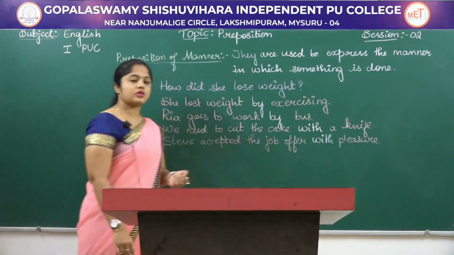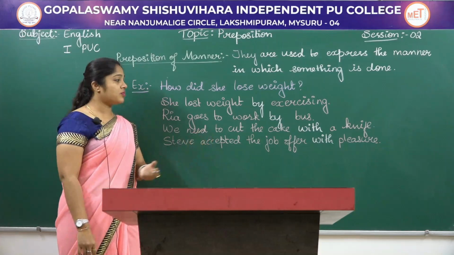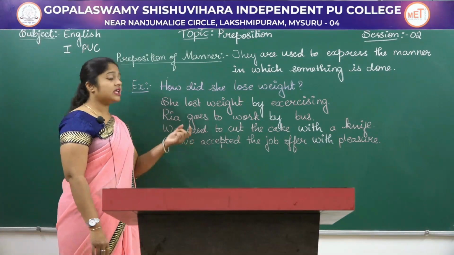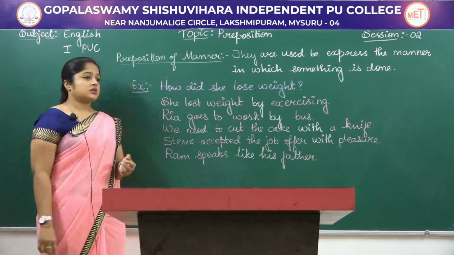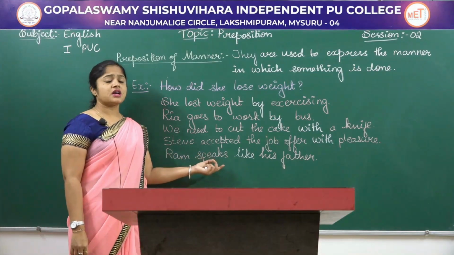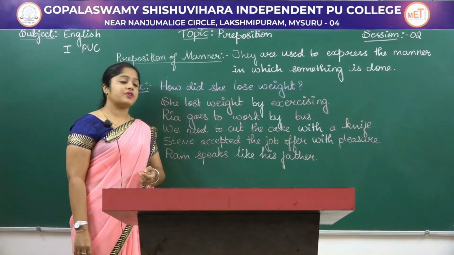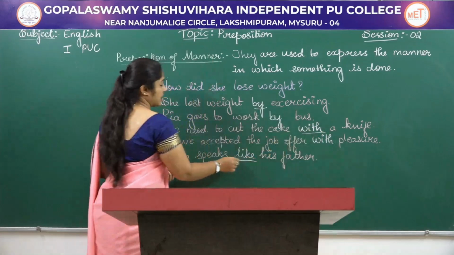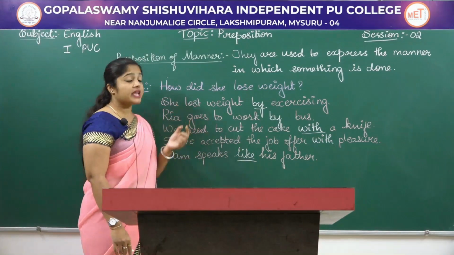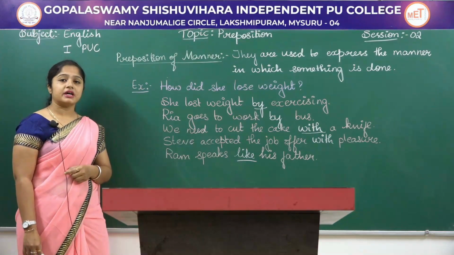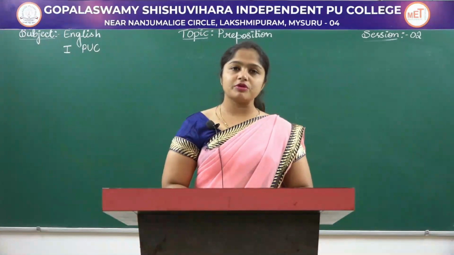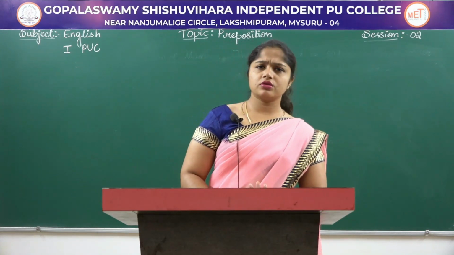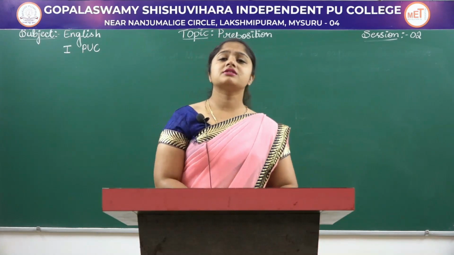One more example. Steve accepted the job offer. How? With pleasure. So, with so much pleasure, he accepted the job offer. Last example, Ram speaks. How does he speak? Like his father. So, the words by, with, like are some of the examples for preposition of manner. So, this is about prepositions and their types from the examination point of view.